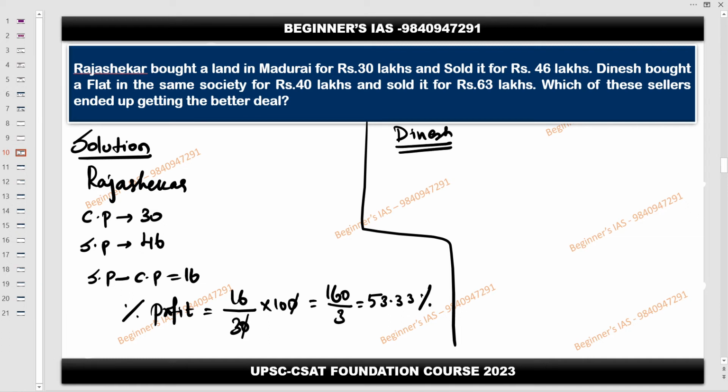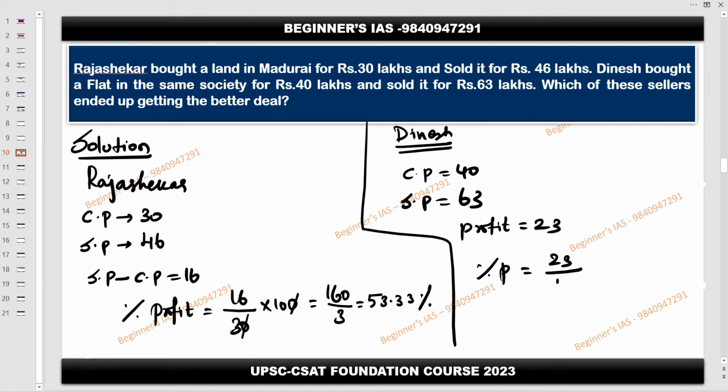So Dinesh, here cost price is going to be 40, selling price is going to be 63, then the profit is going to be 23. So therefore profit percentage is equal to 23 by CP 40 into 100. So therefore cancel, so that here 230 by 4. So obviously 50, therefore 5 here. The remaining 30. 30 means 7 times, right? 28.